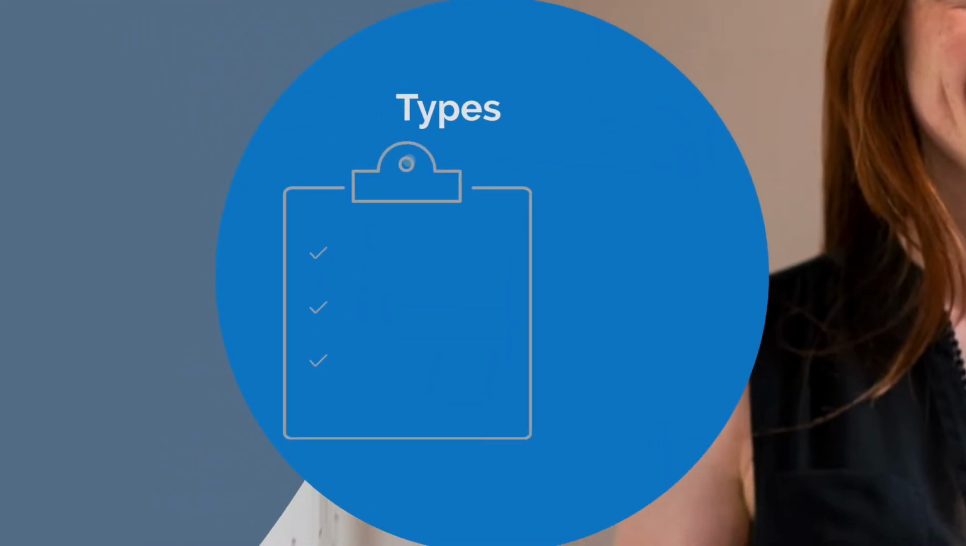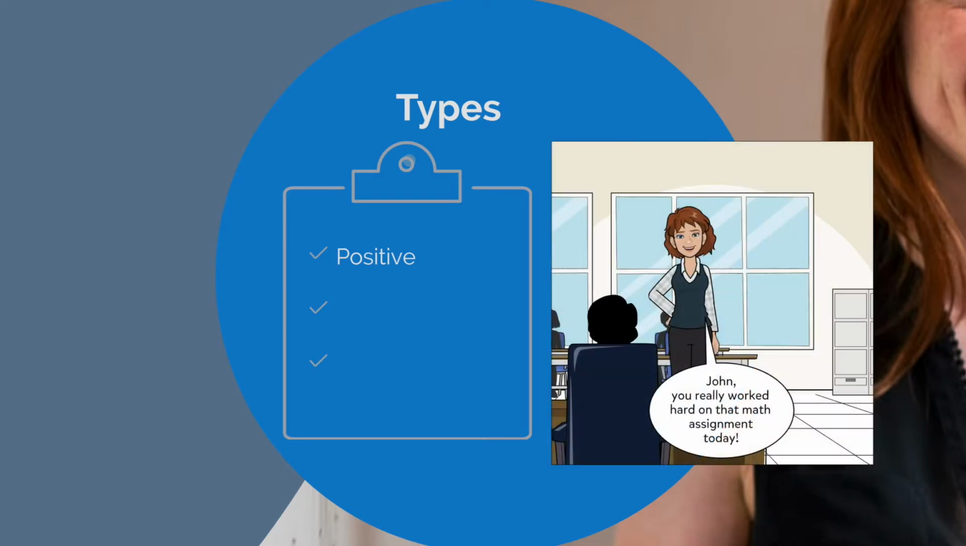In general, there are three types of feedback that can be used. First is positive feedback. Positive feedback is given when you want to acknowledge or recognize academic, social, or other behaviors that are consistent with established goals or expectations. For example, you might say, "John, you really worked hard on that math assignment today." Or, "Class, I like how you are keeping a quiet voice and hands at your side in line."